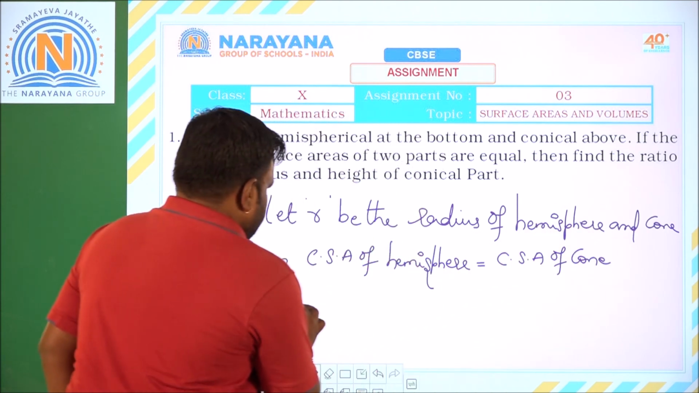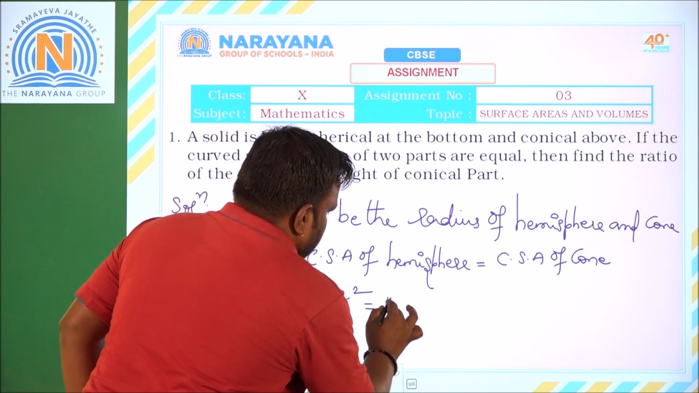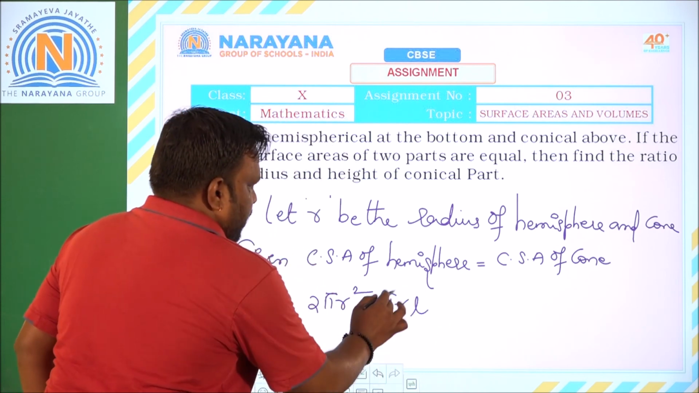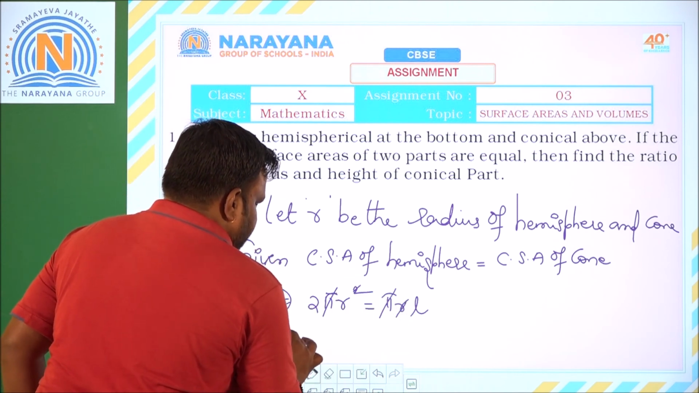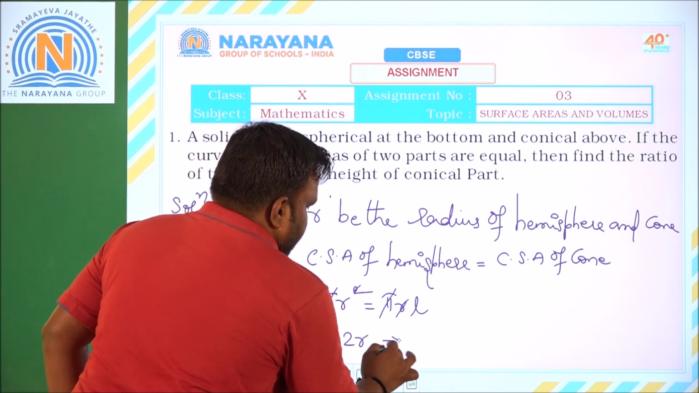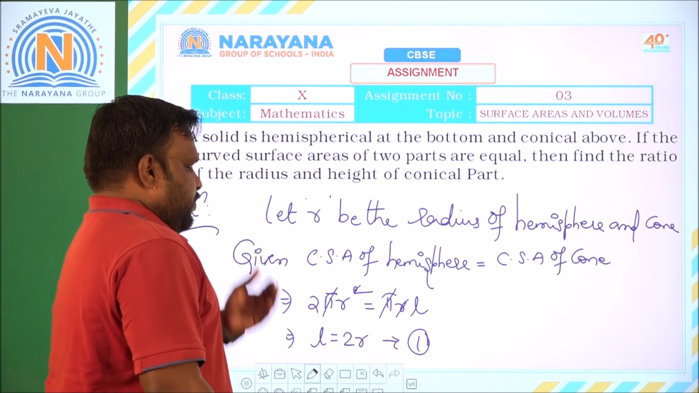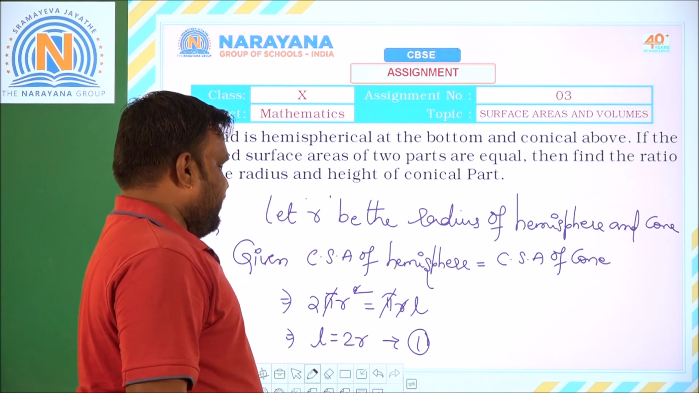So that means 2 pi r square is equal to pi r l. One pi gets cancelled, and the r term and the r square term get cancelled here. Then I am left with l is equal to 2r. Let us name this as equation number 1. Okay, l is equal to 2r. This is just for our clarification.